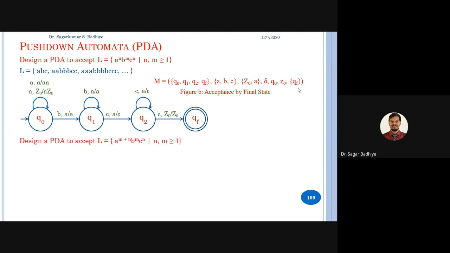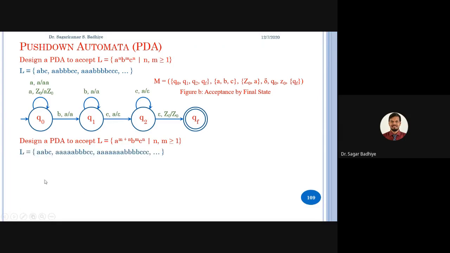Okay, then someone other than Shri tell me the logic for this one. The language says L equals to A power m plus n, then B power m, C power n, such that n, m are greater than equals to 1. So what can be the logic? The number of A's should be the sum of number of B's plus number of C's. It is like that.